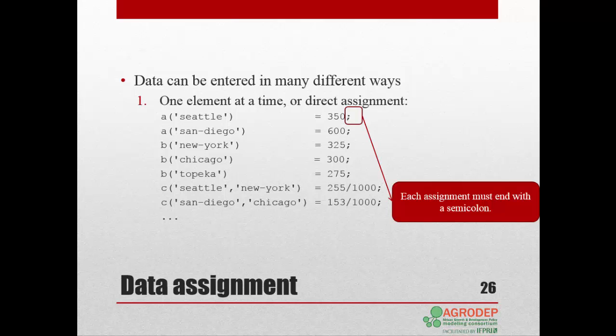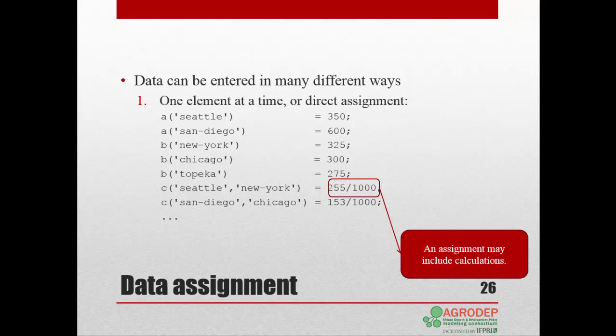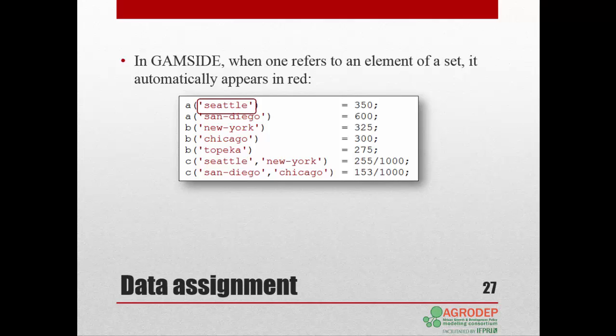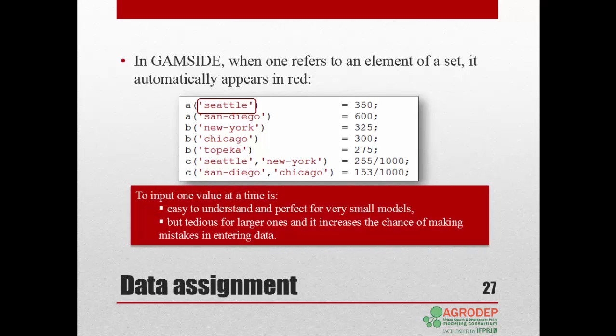Note that an assignment may include calculation. Cij is given in dollar per case. If we want to express the cost in thousands of dollars per case, we need to divide each item of Cij by 1,000. In GAMS IDE, when one refers to an element of a set, the name of the element appears in red. On this slide, the parameters are assigned values one element at a time. While direct assignment is easy to understand and adequate for small models, it becomes tedious for larger models and increases the chances of making mistakes in entering data.